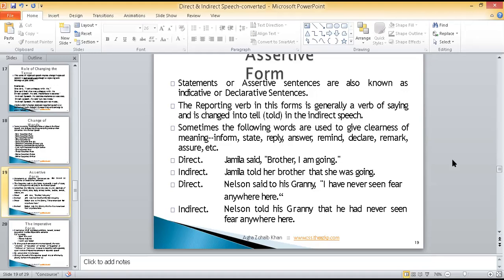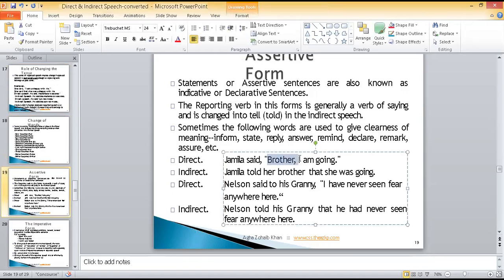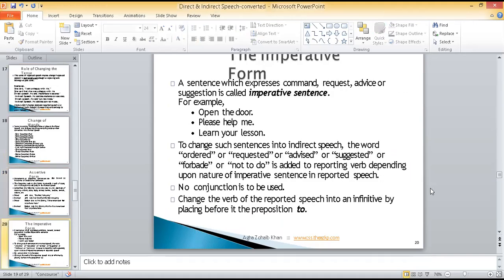Jamila said, brother, I'm going. Jamila told her brother that she was going. Now there are not two people involved in the task, but within the very address or assertion, the statement is telling you that she's addressing her brother. Nelson said to his granny, I have never seen fear anywhere here. Again, you would see that here it is basically told and you would be changing it accordingly.